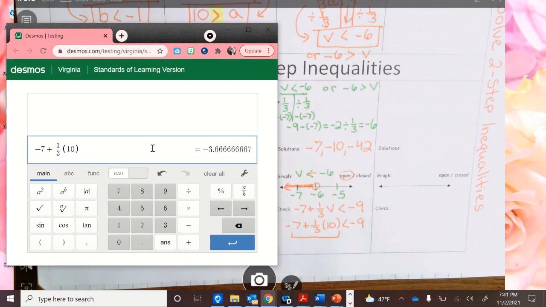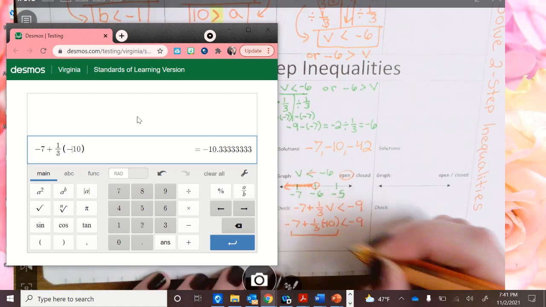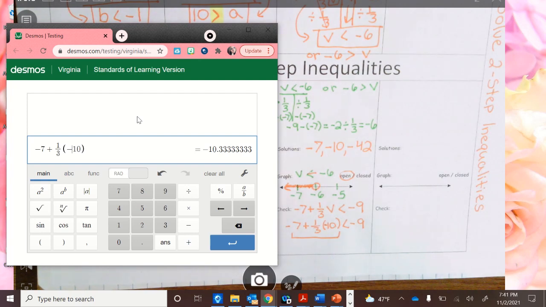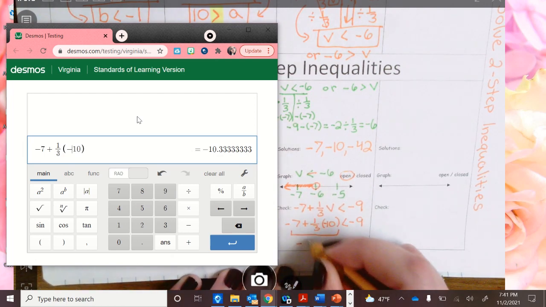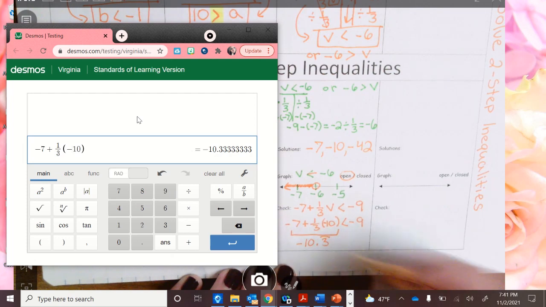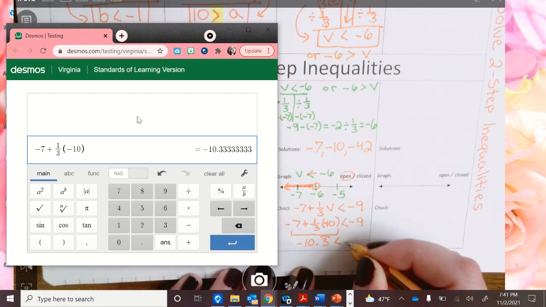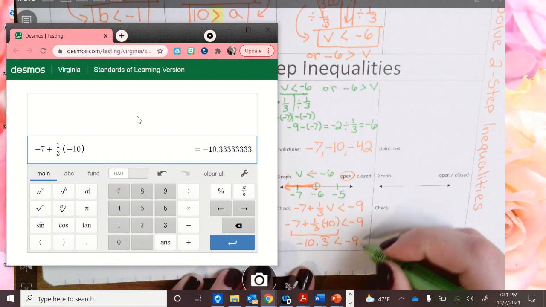Oh, you know what I just realized? I did not put a negative in there. -10. There we go. That works out. I have to put my negative in here. Otherwise, it would not check. If you use positive 10, it would not work. Okay, so that gives me -10.3 repeating. And as long as that is less than -9, meaning farther to the left on the number line, then that does check.